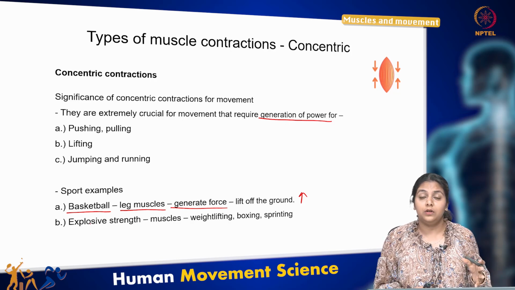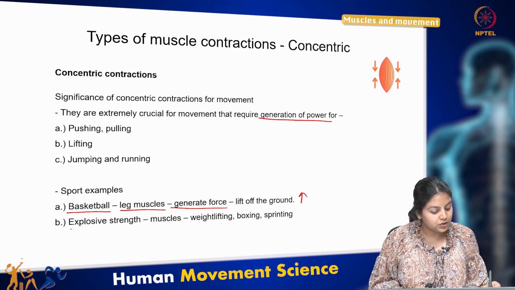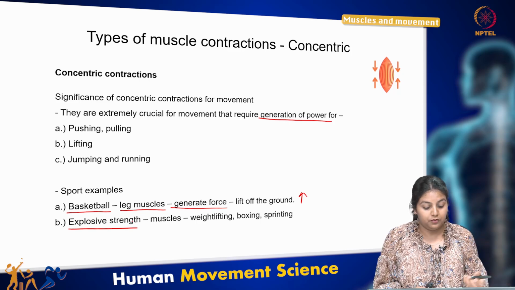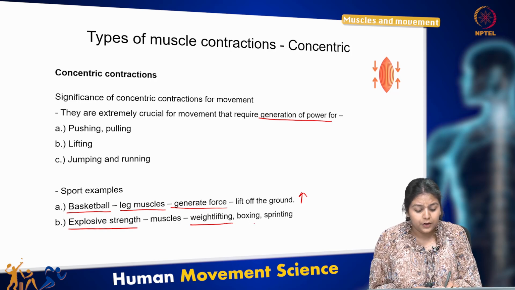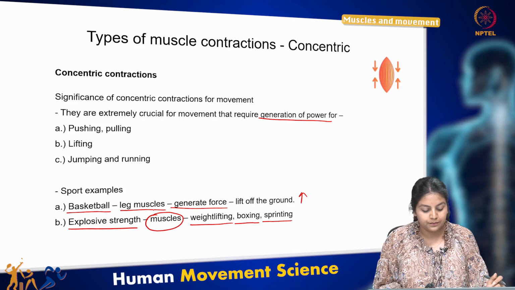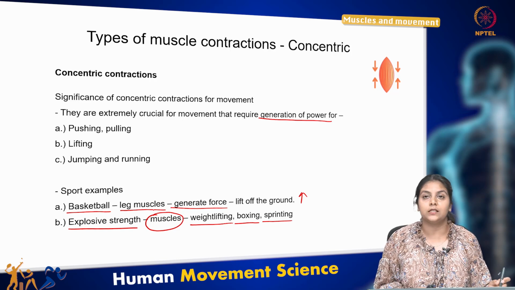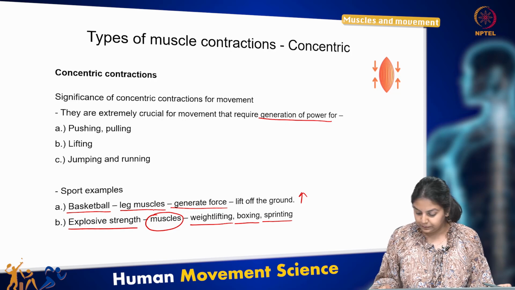Another major example where concentric contraction happens, another crucial example, is to provide explosive strength. Now, sports that have explosive strength, for example, weightlifting, where you need to lift the barbell, you also have boxing, and sprinting. So, all of the muscles that are responsible, different groups of muscles for the different skills mentioned here, they require explosive strength, and to generate that explosive strength, the muscles that are responsible concentrically contract.